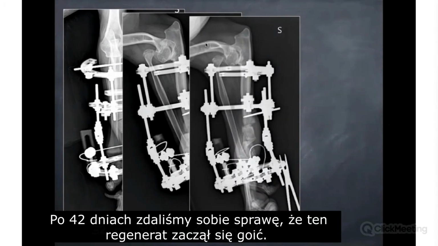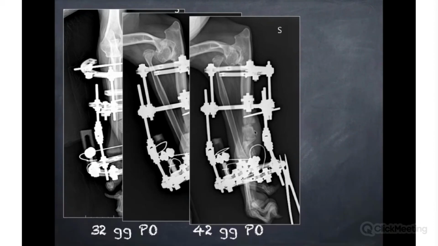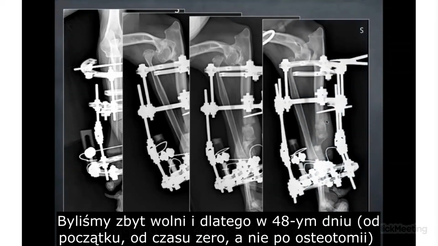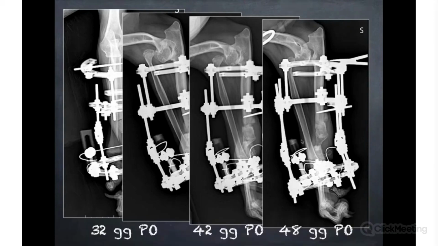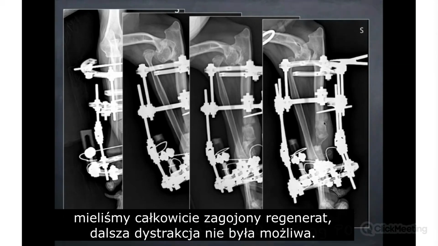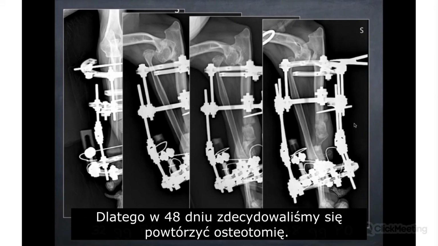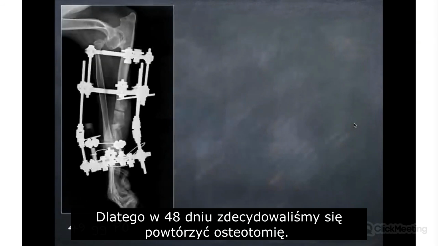After 42 days, we realized that we have this regenerate healing. We were too slow. And this was the reason why at 48 days from the first surgery, we are talking from the beginning, time 0, okay, not after the osteotomy, we had the regenerate that was completely healed. We can't progress like this, okay? So at 48 days, we decided to repeat the osteotomy.